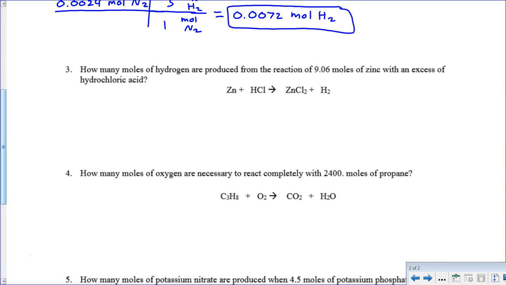Number 3 says, how many moles of hydrogen are produced from the following reaction if 9.06 moles of zinc are reacted with excess hydrogen chloride, or hydrochloric acid? So in this one, pretty simple to balance it. You just put a 2 there in front of the HCl. And then we're starting with 9.06 moles of zinc.